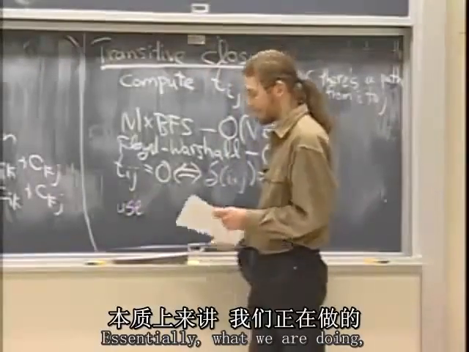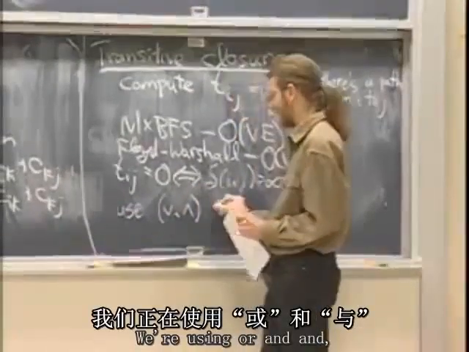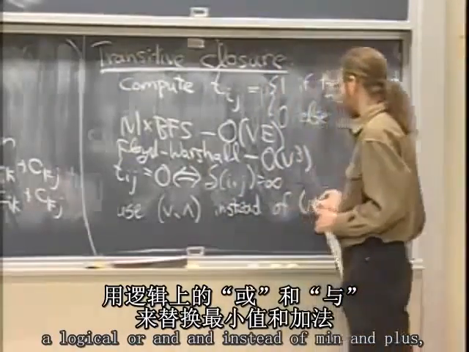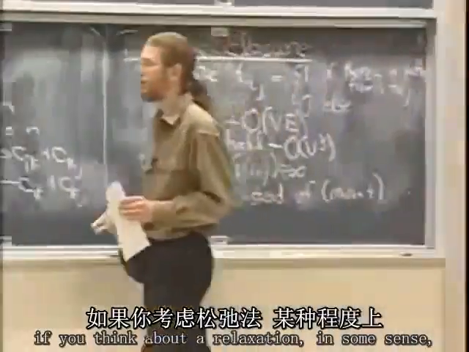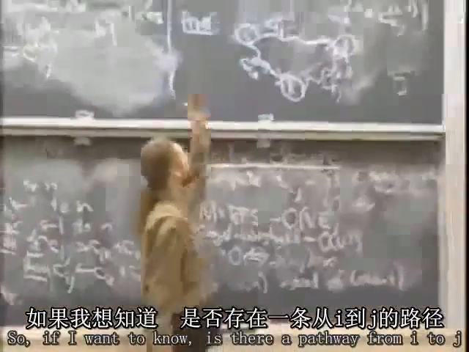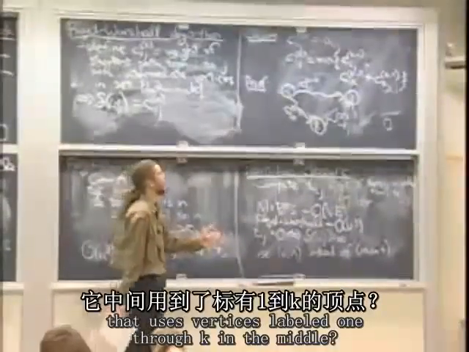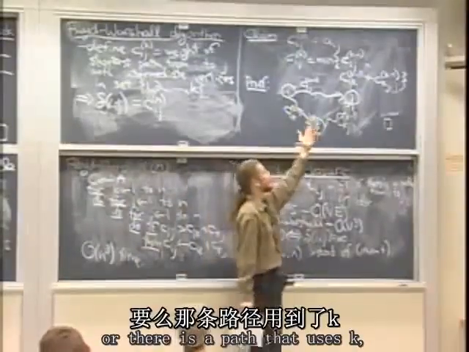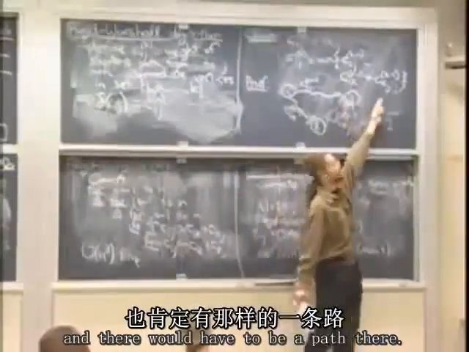Essentially, what we are doing is using a different set of operators: logical or and and, instead of min and plus. If you think about a relaxation, I want to know: is there a path from i to j that uses vertices labeled 1 through k in the middle? Well, either there is a path that doesn't use the vertex k, or there is a path that uses k, and then it would have to look like that. There would have to be a path here, and a path there.